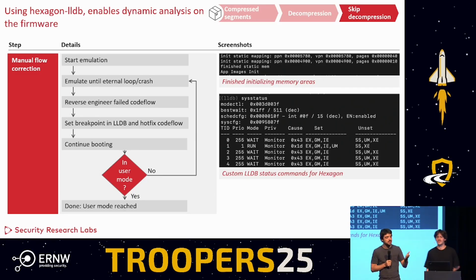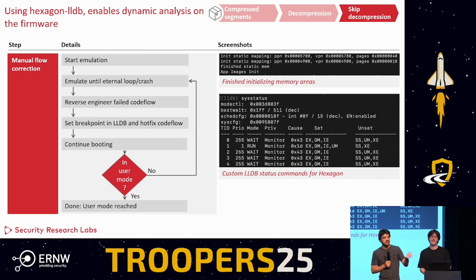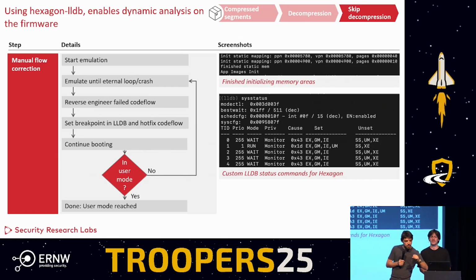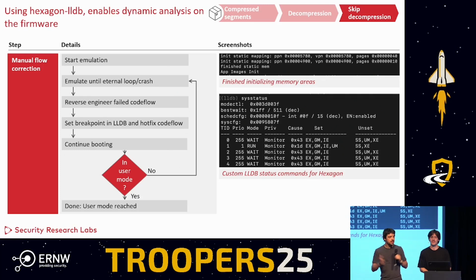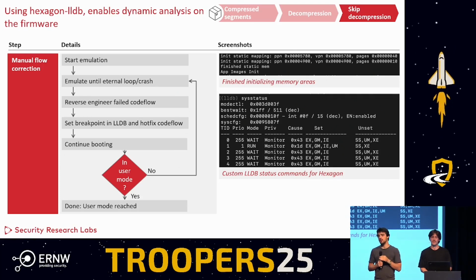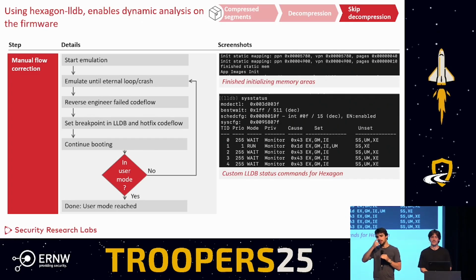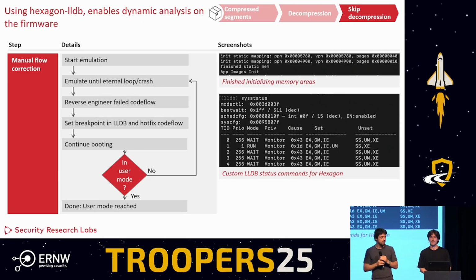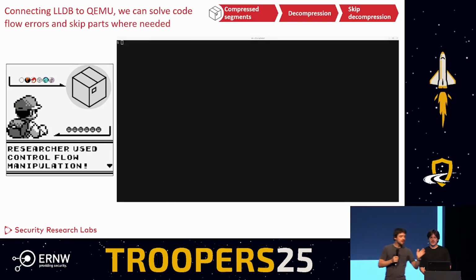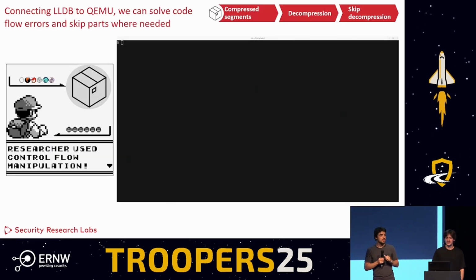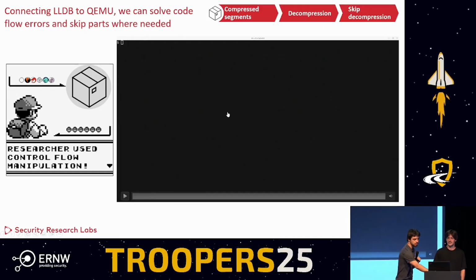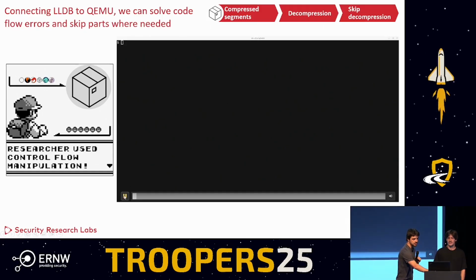And we see with their command sysstatus that there's something which we think means user mode from the documentation. So it seems that the kernel finished booting, and the logs seem to say the same. So the researcher used control flow manipulation, and now we were able to have more boot logs. So that was quite nice.